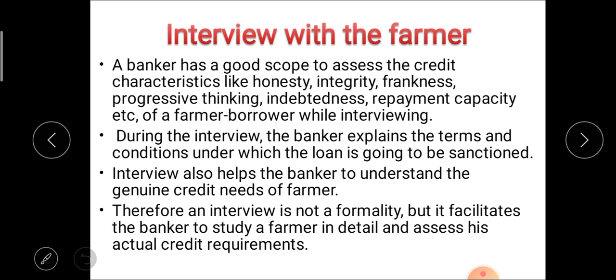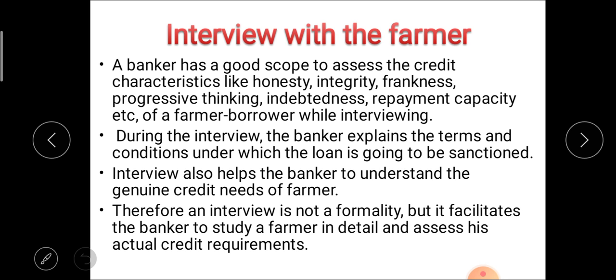So the first step is the interview with farmer. The banker has good scope to assess the credit characteristics of the farmer borrower, like honesty, integrity, frankness, progressive thinking, indebtedness, repayment capacity, etc. That means while interviewing the farmer, the bankers assess the different characteristics of the farmer borrower.